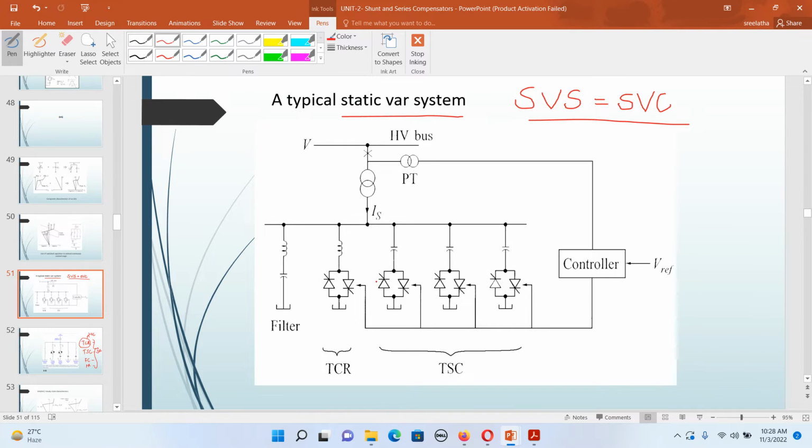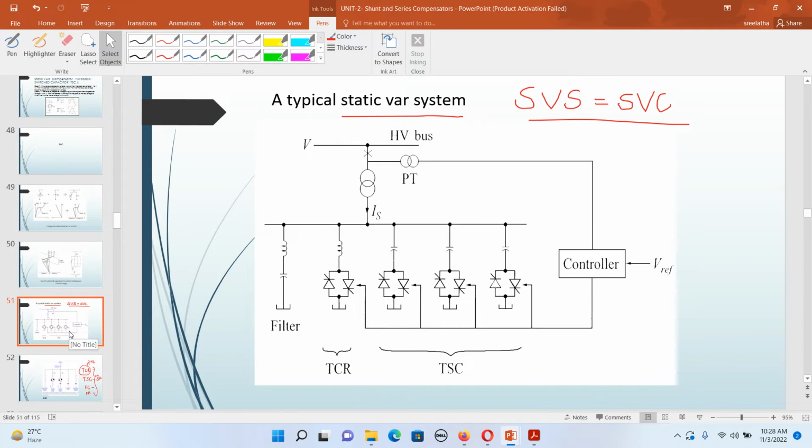Okay, so here we have a high voltage bus, we have a potential transformer, and this is for current, so we have a current transformer. Then we have a filter for harmonics, a TCR, a TSC, and a controller. You see, we have everything. We can have all of them, or just one of them.